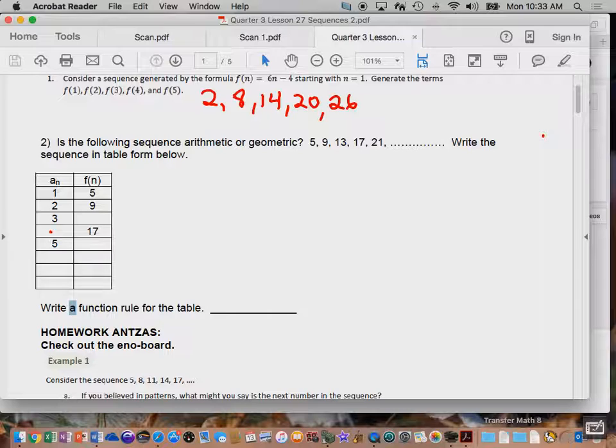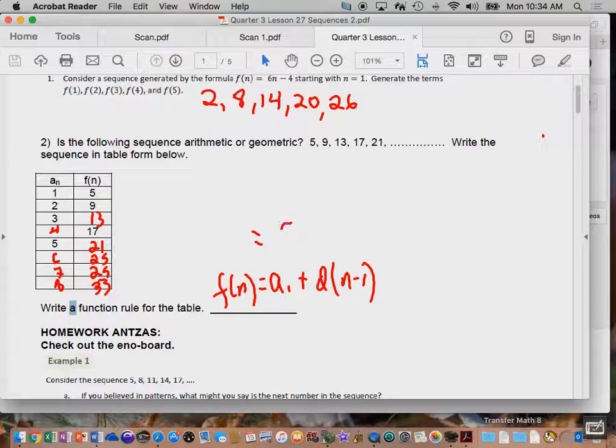The sequence is 5, 9, 13, 17, 21, 25, 29, 33. Write a function rule. f of n equals. The more I think about it, I really can't remember if it's a sub 0 or a sub 1. I'm going to go with a sub 1 this time. It's the first term plus the common difference times n minus 1. So in this particular case, it would be 5 plus 4 times n minus 1.